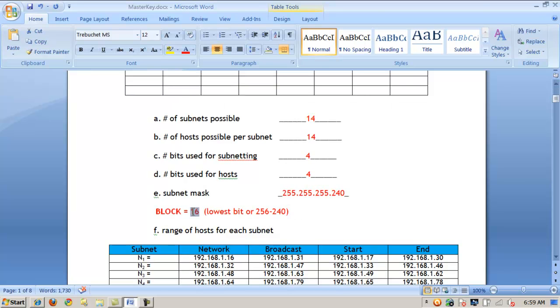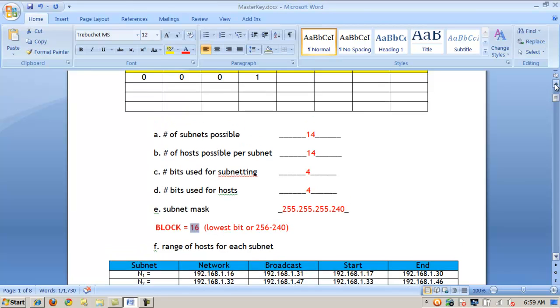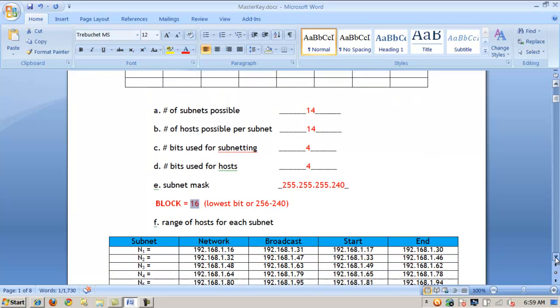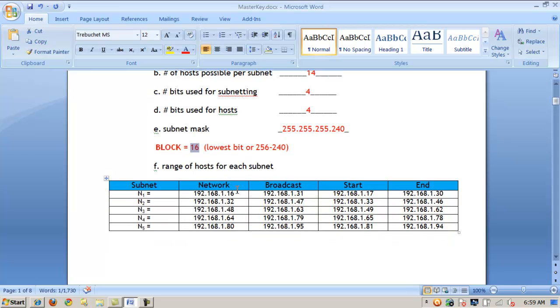Now, the block is the lowest bit when you set up your subnetting, or if you want, you could simply subtract the subnet mask 240 from 256. Again, that would give you 16 either way. And if you want to find the network and the broadcast, the start and end, the network is based on the block. The block is sort of the base multiple. So I could just go for a network address on a Class C network, 192.168.1, 16, 32, 48, 64, 80, and so forth, just incrementing or going up by 16.